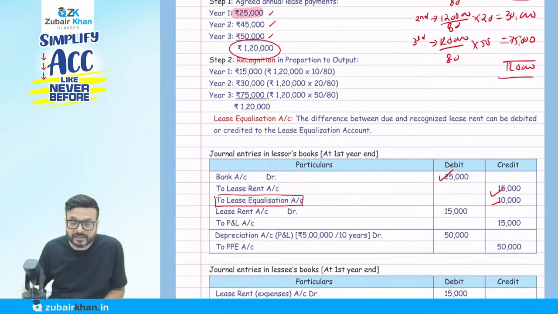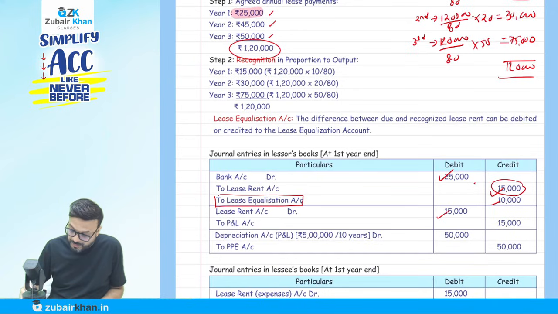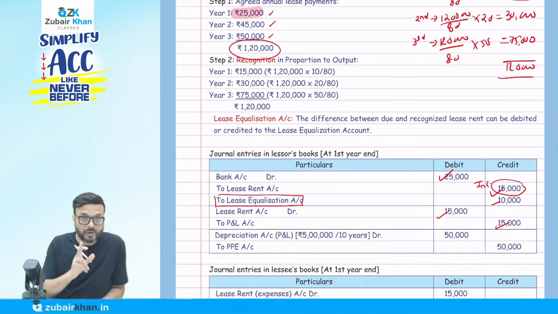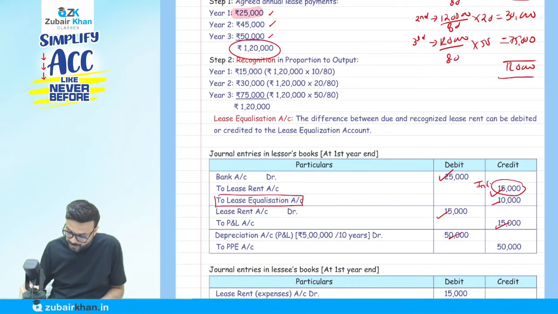Now this lease rental, this rent is an expense, it will go to P&L. Sorry, not expense, income. Is it an income? It will also go to P&L. So lease rental account will be debited and P&L will be credited. And as it's an operating lease, depreciation is going to be charged by the lessor only. So depreciation account is debited to the PP account.